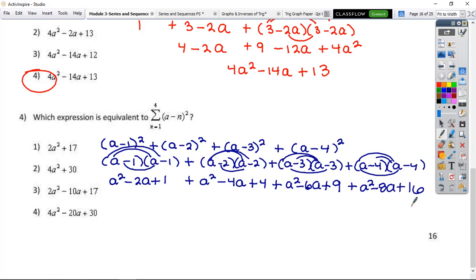Okay, we can get rid of an answer here or two, can't we? How many a squareds are we going to have as a result? 4 of them. Yeah, so this answer's out. That answer's out. So if you add all your a's together, you have negative 2a minus 4a minus 6a minus 8a, and that is going to give me choice 4. There we go. How do we feel with the sigma notation? Pretty good? Okay. Now you're going to begin and you're going to start writing these too.